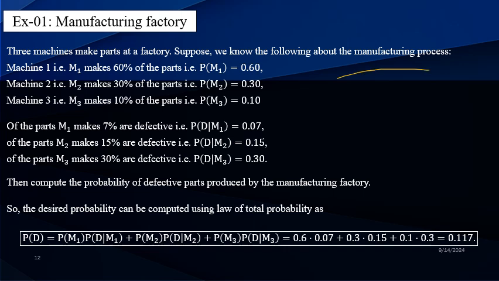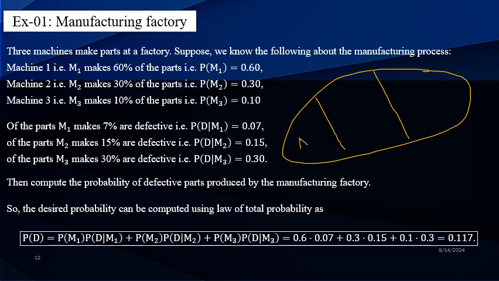You have a sample space, and this sample space has been partitioned into three regions, M1, M2, M3. 100% of products come in this sample space. And where is D? D is a subset of omega. These are the defective products. D means defective product. So you have to compute the probability of a defective product made by the manufacturing factory. How will you compute it? Through this total law. Did you get the meaning of this? Okay, so that was the first example, and now we go to the second example.